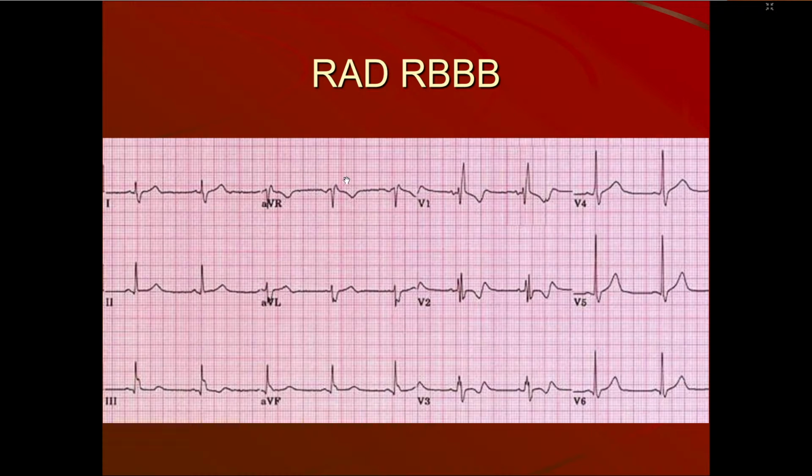AVR all inverted. So far so good. AVL and AVF. So what is the axis? Isoelectric. AVF is positive, plus 90, right axis deviation. This is a right bundle branch block.